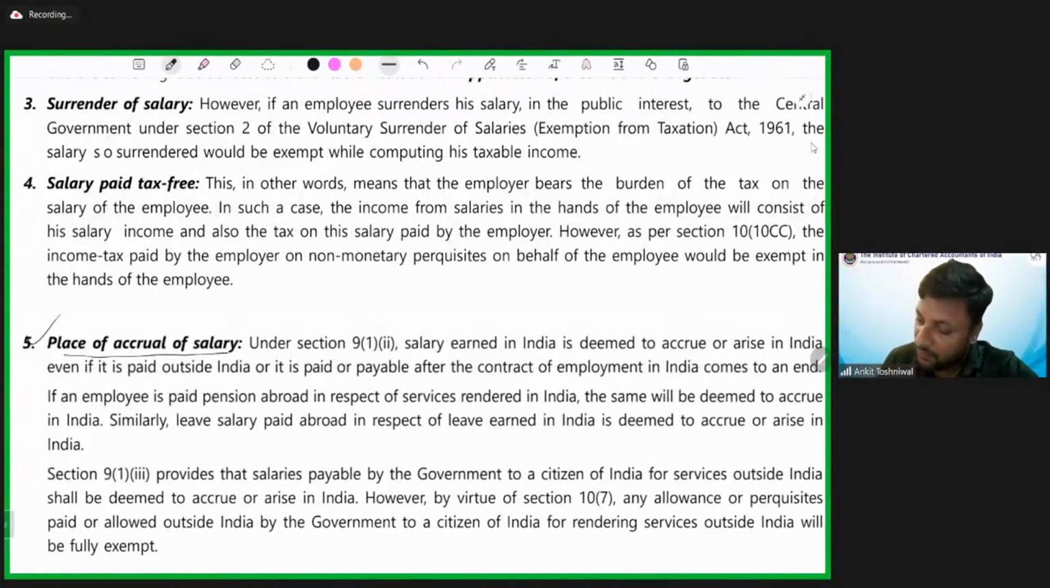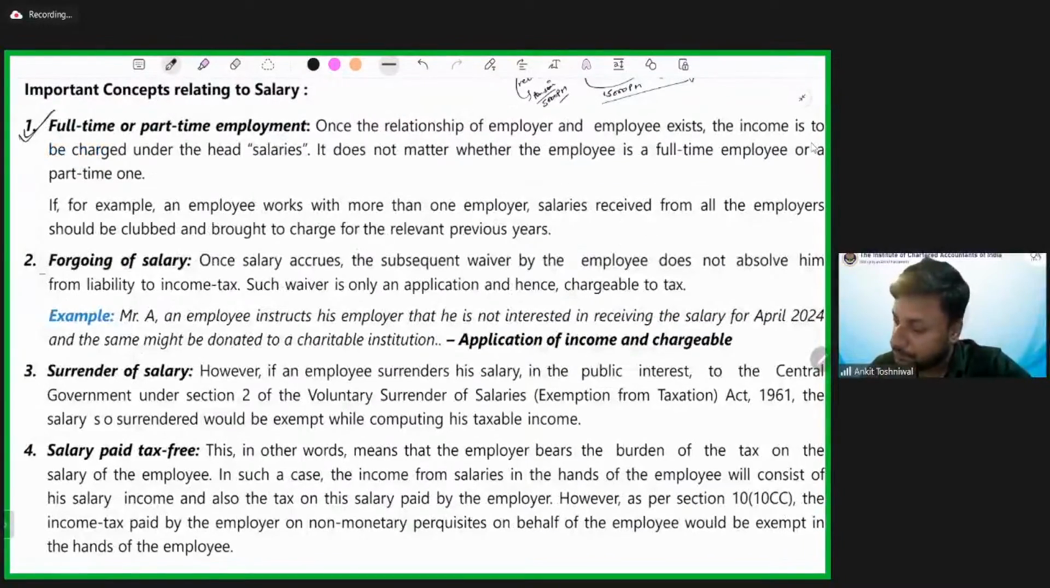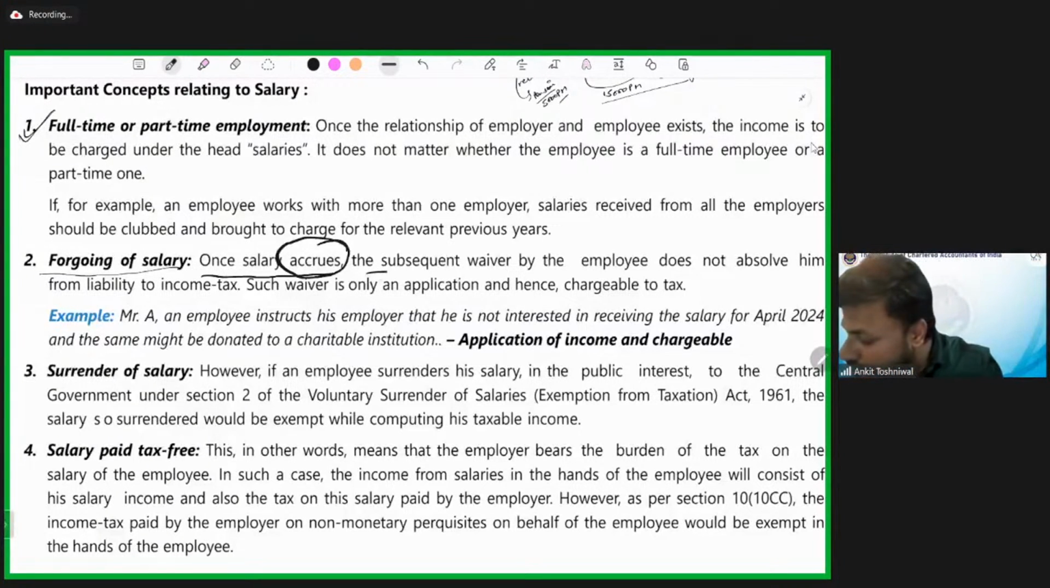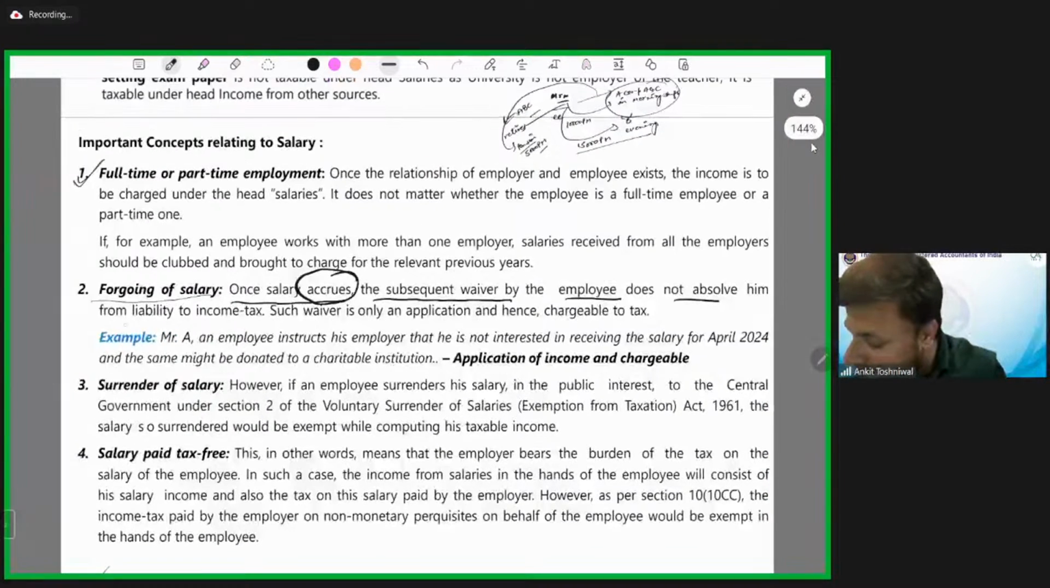First of all, foregoing of salary. Once a salary accrues, point to be noted, accrues, you have completed your work, it is accrued. Salary accrues throughout the month. It is due at the end of the month and received on the due date or maybe after. But it accrues throughout the month. So if salary accrues because you have rendered the services, the subsequent waiver by the employee does not absolve him from liability to income tax.